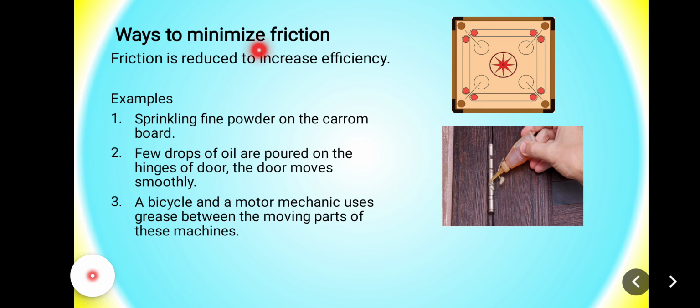Ways to minimize friction. Friction is reduced to increase efficiency. Examples: sprinkling fine powder on the carom board. A few drops of oil are poured on the hinges of the door so that the door moves smoothly. A bicycle and a motor mechanic uses grease between the moving parts of these machines.